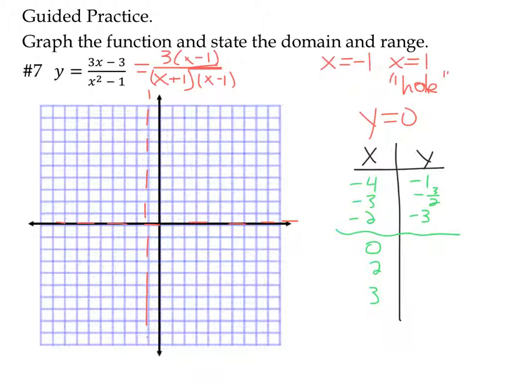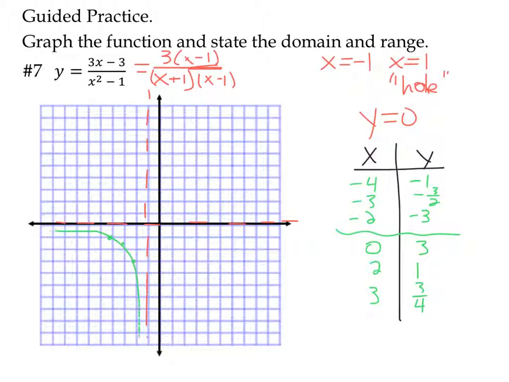Okay? So now when I plug in these points, for 0, I get 3. I plug a 2 in, I get 1, and for 3, I get 3/4. So I'm going to graph these points. Negative 4, comma negative 1, right here. Negative 3, comma negative 3/2. That's negative 1.5. And negative 2, comma negative 3, right around there.